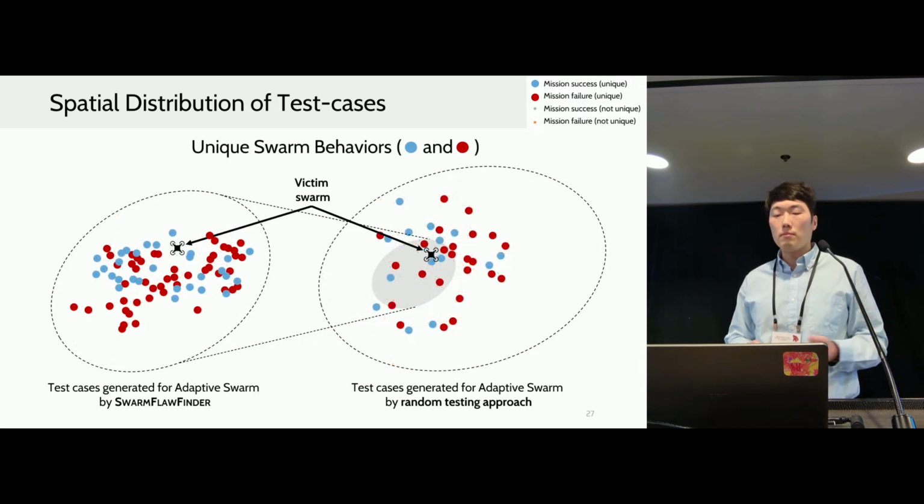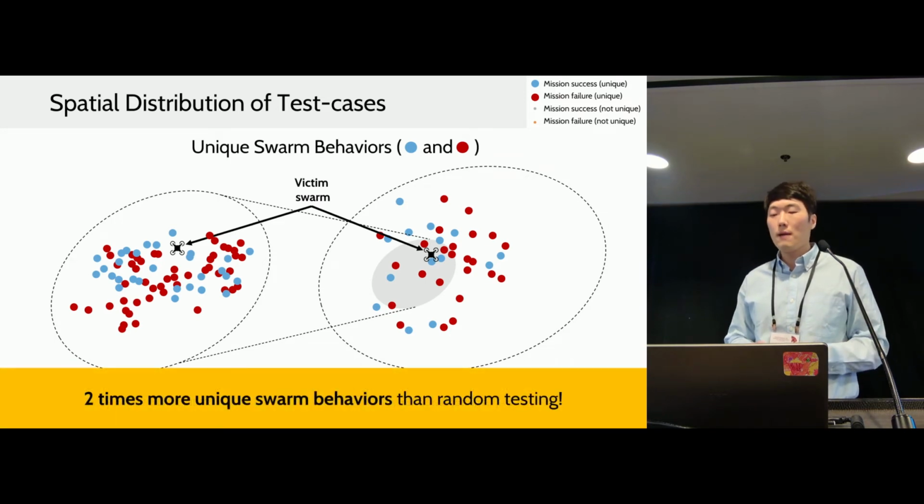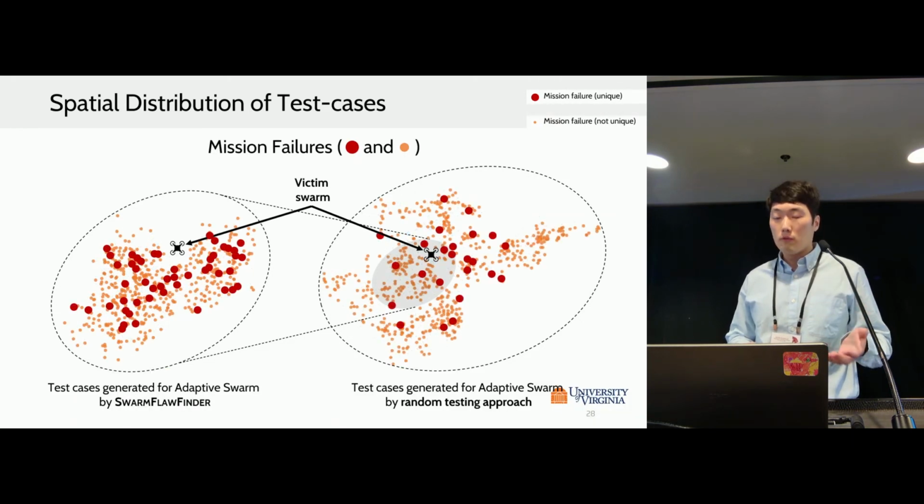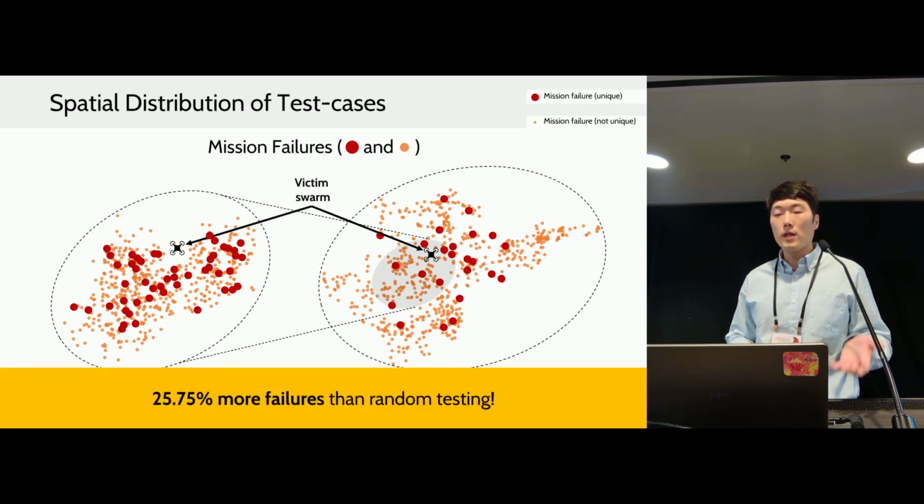And for unique swarm behaviors, you can see there are more dots on the SwarmFlawFinder's test cases. It finds 2 times more unique swarm behaviors than the random testing. And for mission failure cases, we observed that SwarmFlawFinder finds 25% more overall failures than random testing.